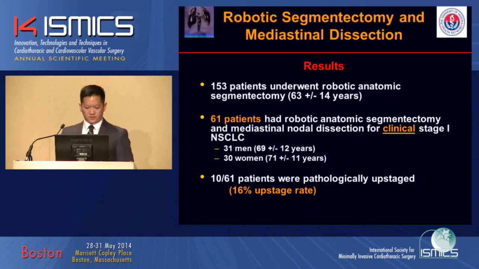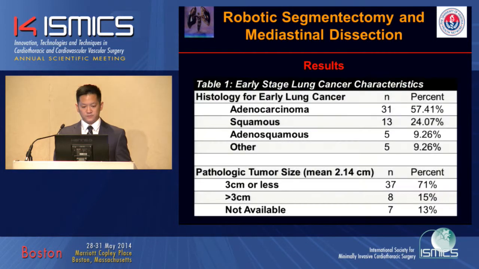So between 2004 and 2013, we performed 153 segmentectomies. 61 of these were for patients who had clinical stage 1 non-small cell lung cancer. This consisted of 31 men and 30 women. 10 of these were upstaged pathologically based on our surgery. That translates to a 16% upstage rate.